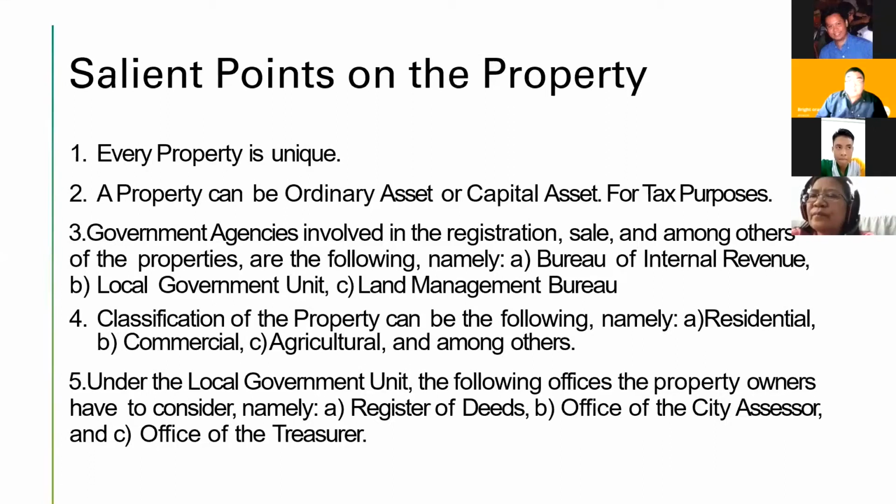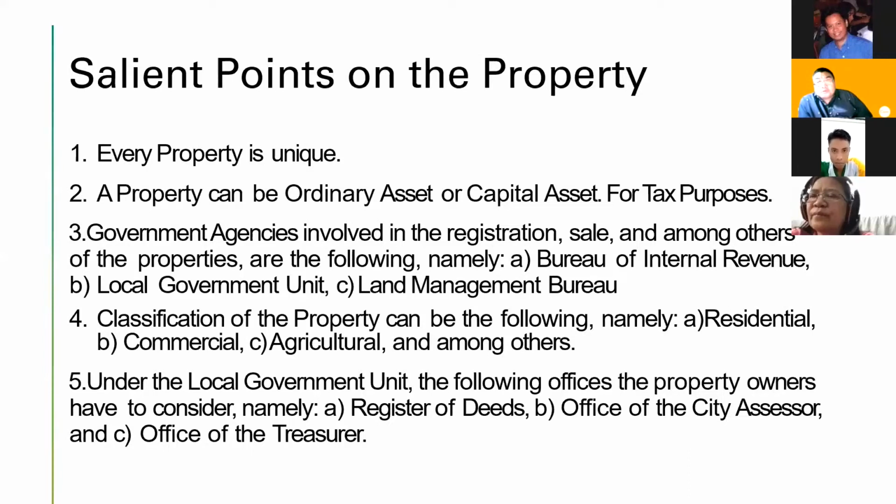The reason they distinguish capital asset and ordinary asset in the before and after TRAIN law is for the exemption as well. Now, government agencies involved in the registration and sale of properties, among others, are the following.